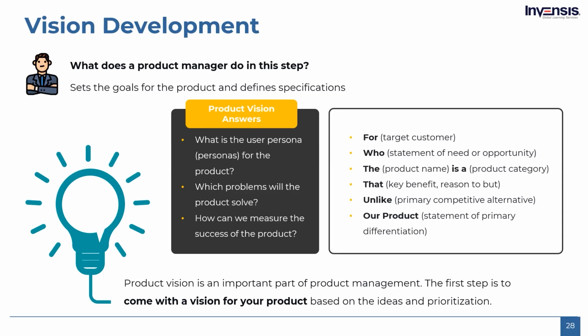What is the user persona, or personas, for the product? Which problems will the product solve? How can we measure the success of the product? Here's a sample product vision template. There is no fixed format as such. As you can see, we have multiple points being covered.